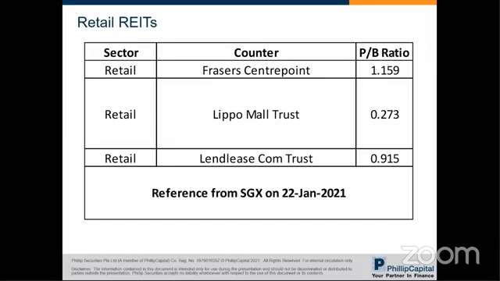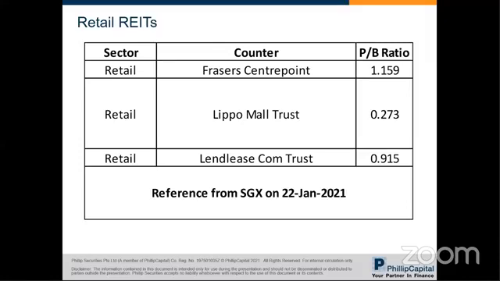As compared to Lendlease, which is a bit more towards the town area, and also they have some commercial property overseas. So you can see the price to book ratio does differ. And lastly, you look at Lippo Mall Trust, they have a very low price to book ratio, 0.273. We need to understand that Lippo Mall Trust operates retail malls in Indonesia. Recently they are doing a lot of rights issues to buy a new mall. Another reason is that their sponsor, Lippo Karawaci, is facing a lot of cash flow and debt issues in Indonesia.